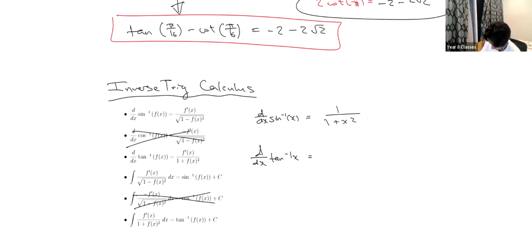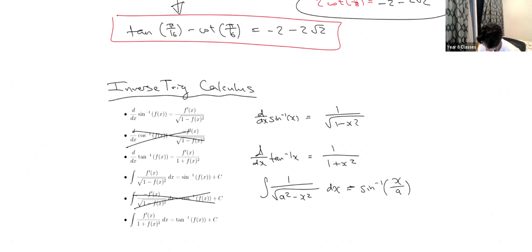Similar to this, whereas this will look like so. And then for the integrals, if you're looking at something like this, x squared, this will become sine inverse x on a. And similarly, if you're looking at something like so, this will be tan inverse x on a.